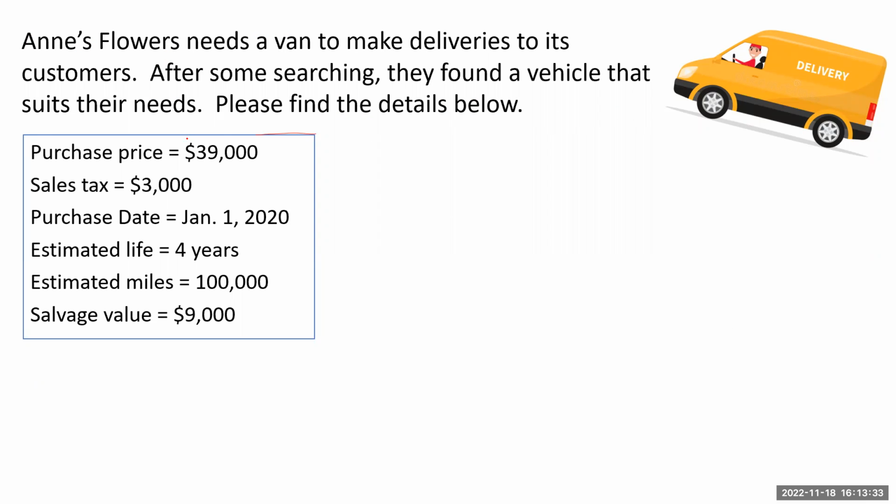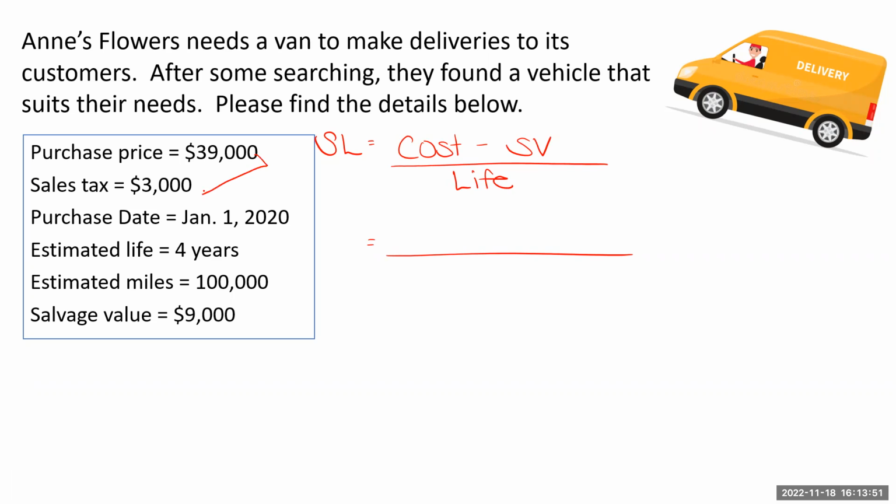All right, so here is our data, nicely organized there for us. Let's put it into our formula for straight line. Okay, cost minus salvage value over life. Okay, here they give us the purchase price and there's some sales tax. We remember from a few videos ago that we have to include all those costs. All right, so 42,000 is your cost.